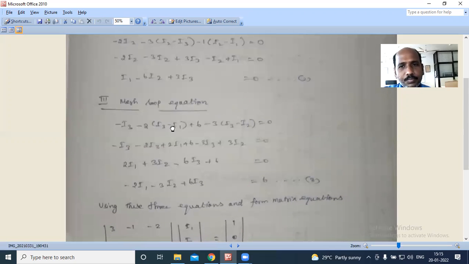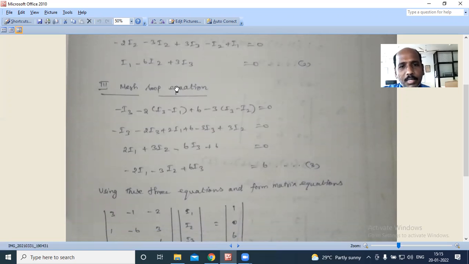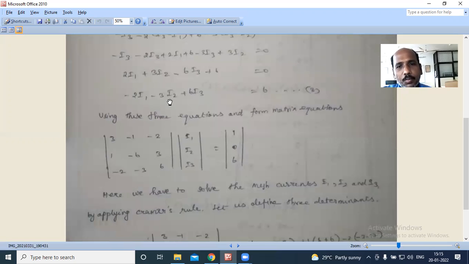From the second equation, just write 1I1 minus 6I2 plus 3I3. So 1, minus 6, 3. Right. Then the third equation, minus 2I1 minus 3I2 plus 6I3. Coefficient of I1 is minus 2, coefficient of I2 is minus 3, coefficient of I3 is plus 6. Just write the coefficient matrix times the unknown values I1, I2, I3, equal to the right hand side: first equation equal to 1, second equation equal to 0, and third equation equal to 6. Just form this. Now, by applying Cramer's rule, we are going to solve this matrix equation.